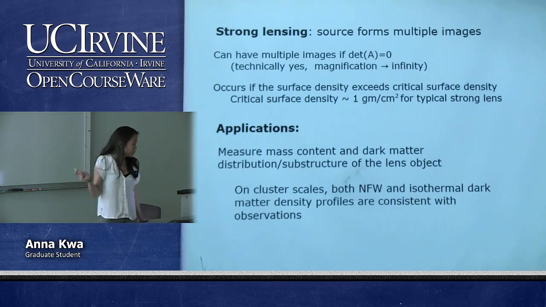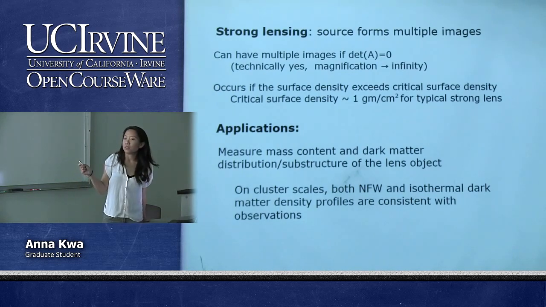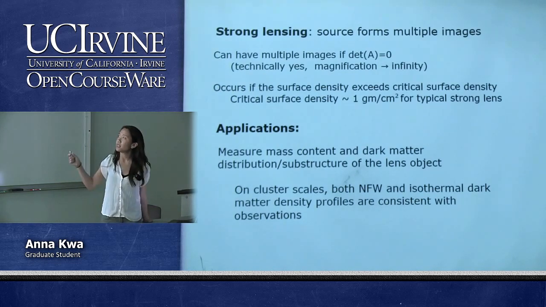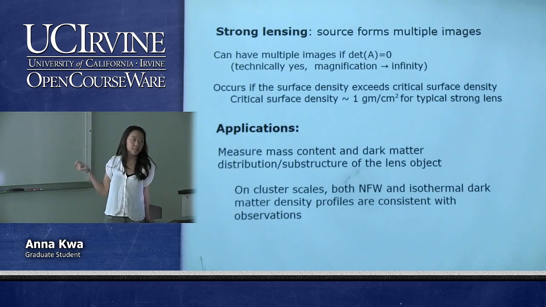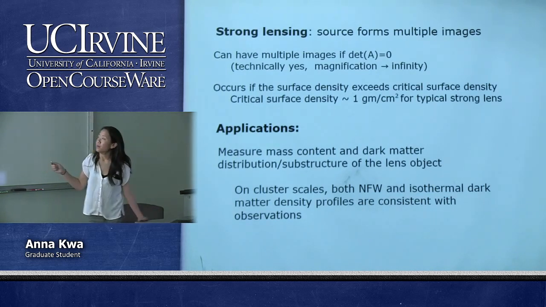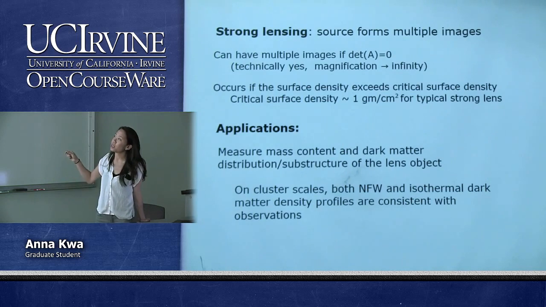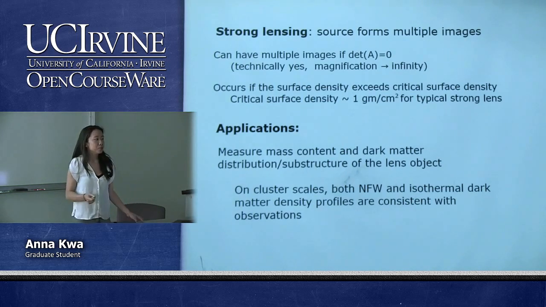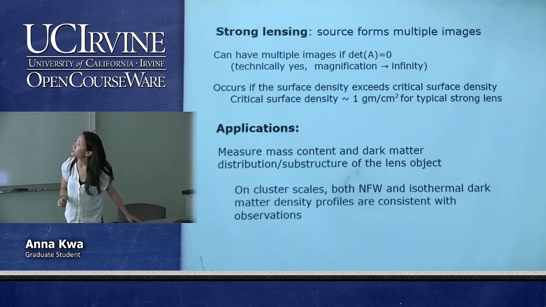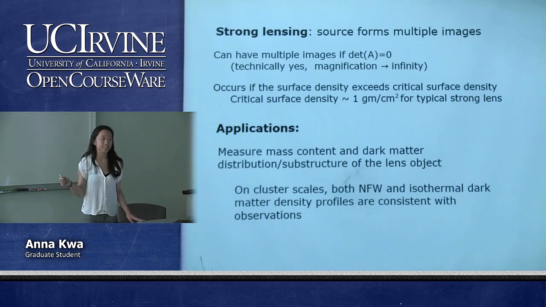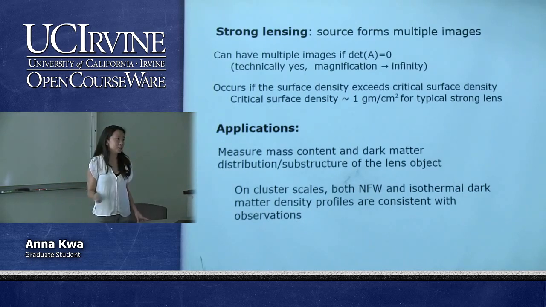So this is true if the surface density somewhere in your lens object exceeds the critical surface density sigma. And if you make the calculations for a typical strong lens, critical surface density is about 1 gram per centimeter cubed. Oh, squared, because it's a surface density. Which you can definitely achieve this critical density in galaxy clusters and galaxies.